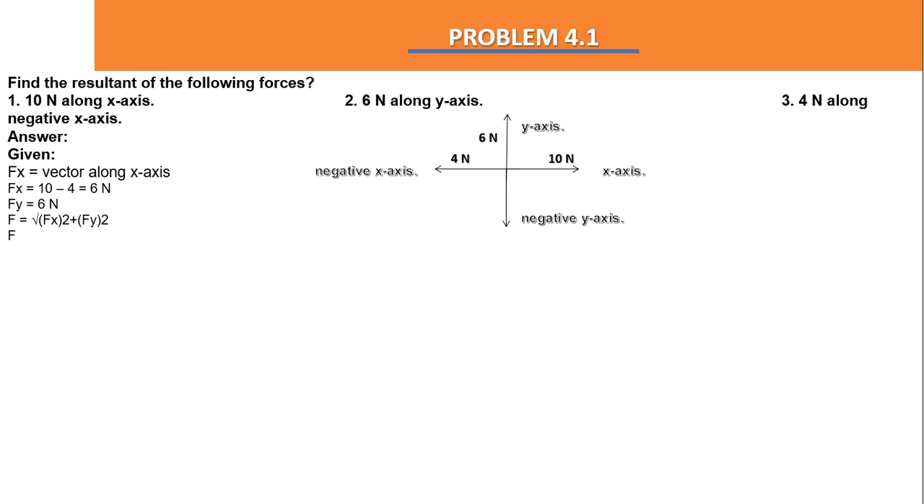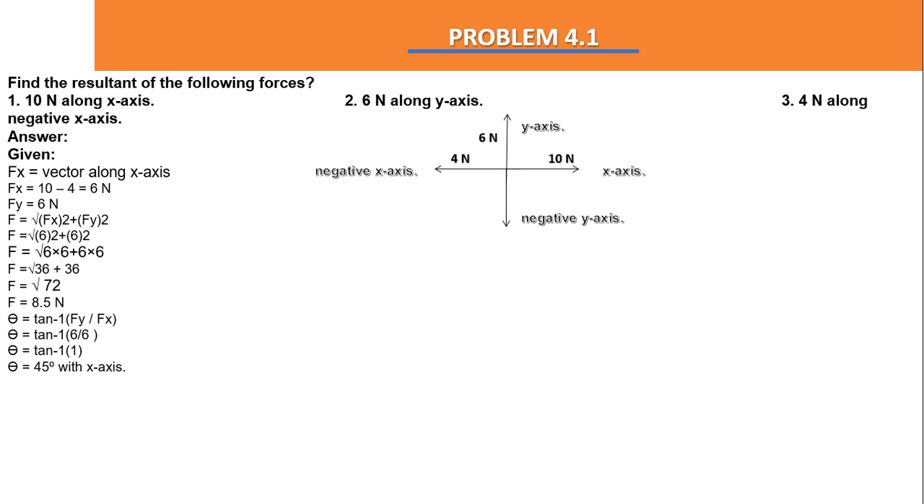By putting the values of Fx and Fy we will get F is equal to under root 72, and further when we solve the square root we will get F is equal to 8.5 Newton. Now in order to find theta with the x-axis we have the formula tan theta is equal to Fy divided by Fx, and in order to calculate theta, theta is equal to tan inverse of Fy by Fx. By putting the values of Fy and Fx we will get theta is equal to tan inverse of 1, and tan inverse of 1 is 45 degrees, and this angle is with the x-axis.